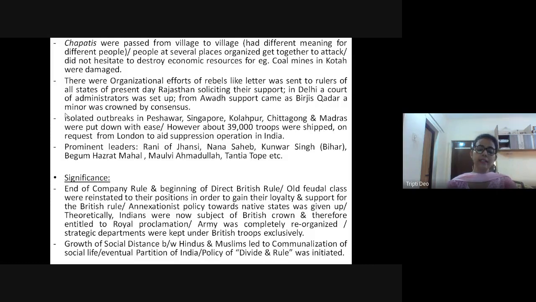The prominent leaders we know of during the 1857 revolt, we have been studying them since our school textbooks introduced us to them, like the Rani of Jhansi, Nana Sahib, Kunwar Singh of Bihar, Begum Hazrat Mahal, Maulvi Ahmadullah, Tantia Tope. So these were the prominent leaders of the 1857 revolt.